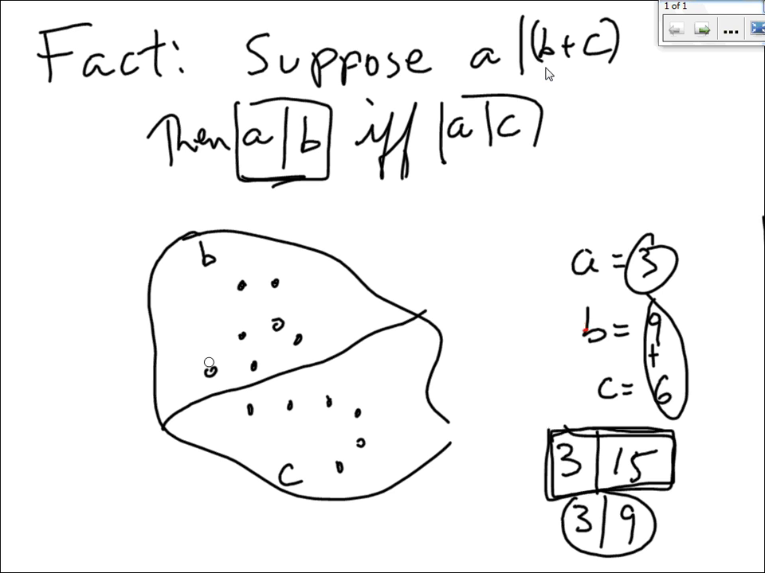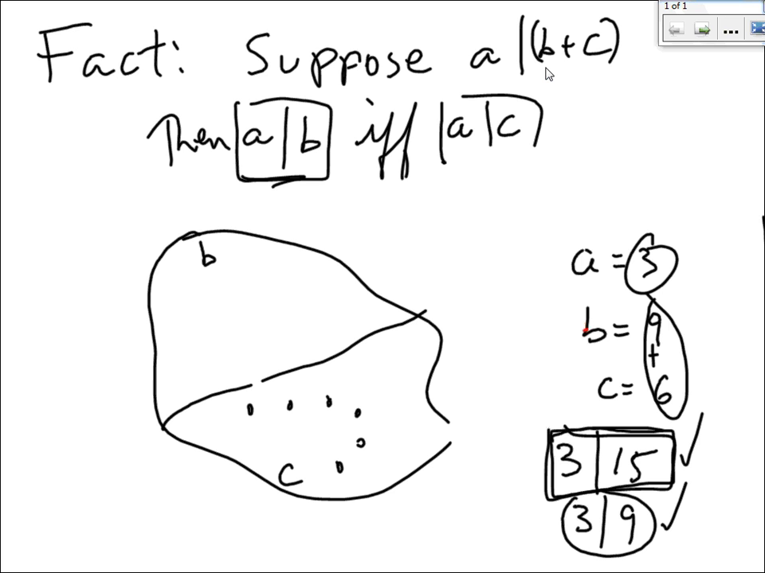Remove 1, 2, 3, remove another 3, 1, 2, 3, remove 3 more, none left over. So yes, 3 does divide 15 and 3 does divide 9. Now, we already know that if I continue to take away 3 more and 3 more and 3 more until I don't have 3 more to take away, there'll be none left.